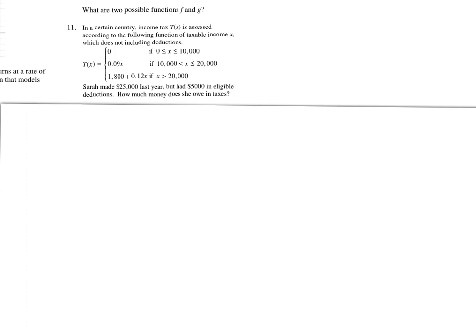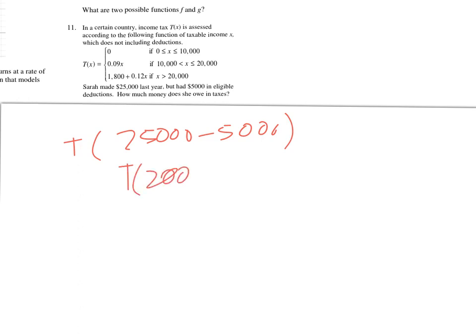All right, here we have a piecewise graph, and it says that Sarah made $25,000 last year, but had $5,000 in eligible deductions. And so what deductions kind of mean is that you actually get to subtract those out before you plug it in. So if you want to think of it like t of 25,000 minus 5,000, so that'd be t of 20,000.